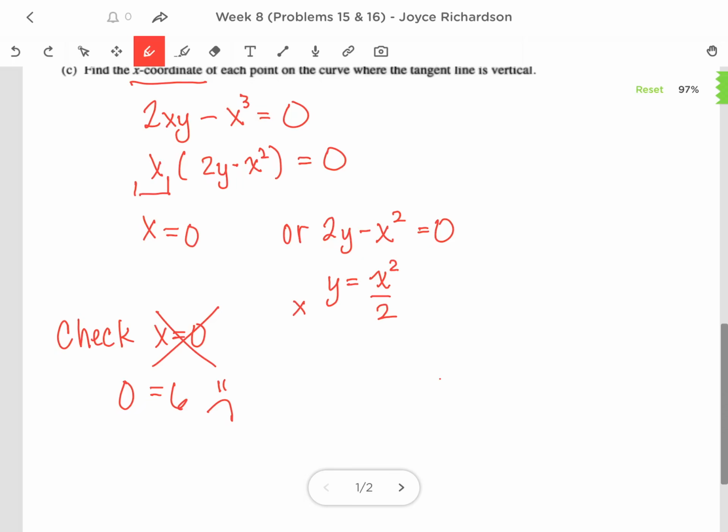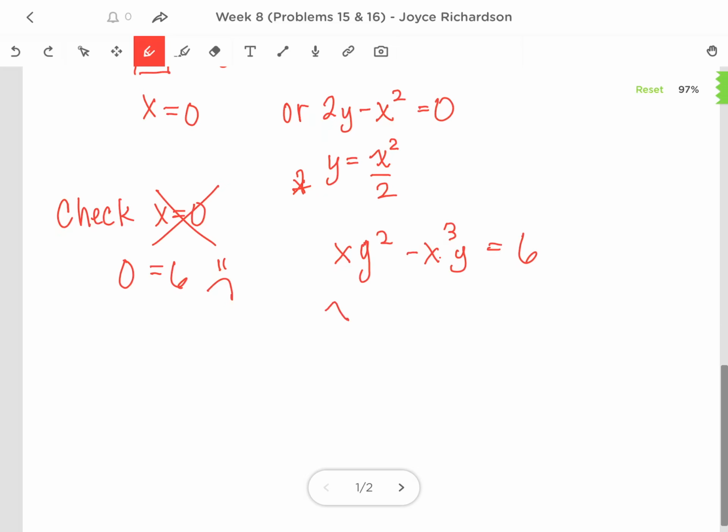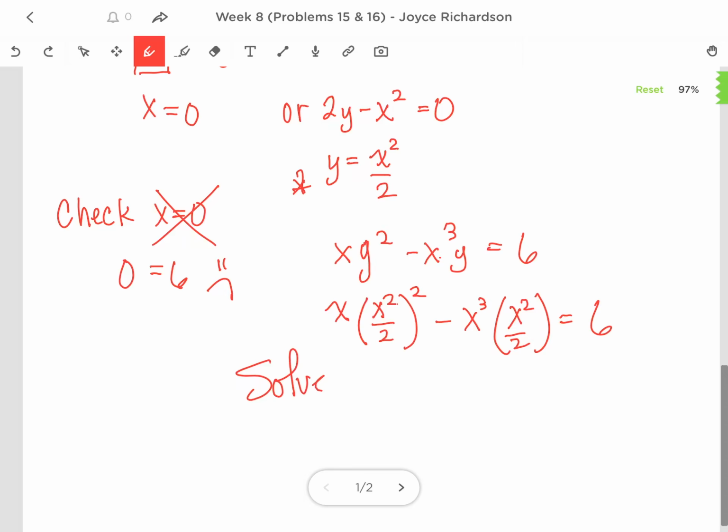The next thing you need to do is plug this into the original equation. So we get x times y squared minus x cubed y is equal to 6. So now I'm going to get x, and y in this case is now x squared over 2, so x times x squared over 2 squared minus x cubed times x squared over 2 is equal to 6. Solve. So that's what a lot of you missed on that.